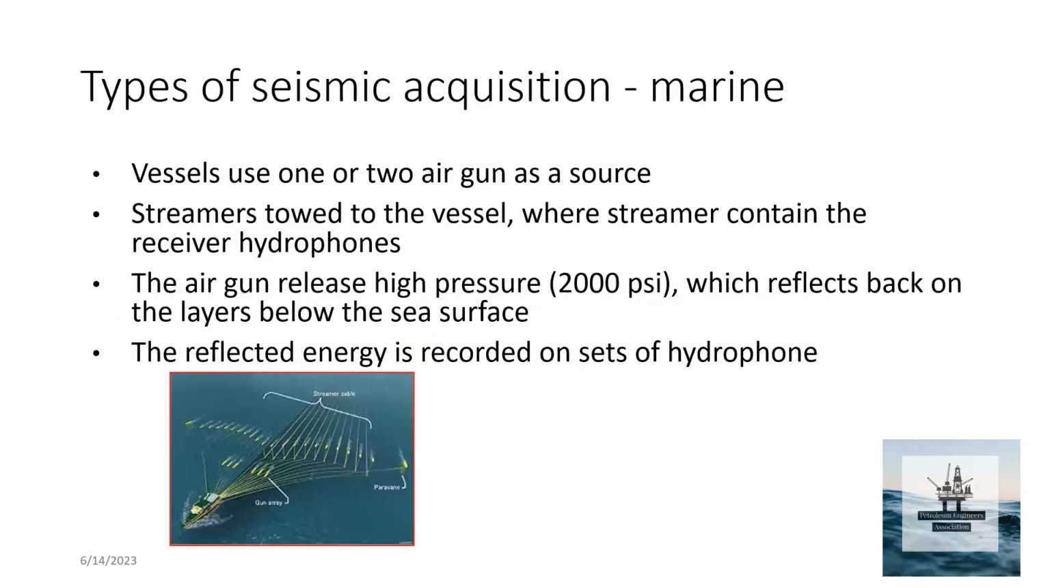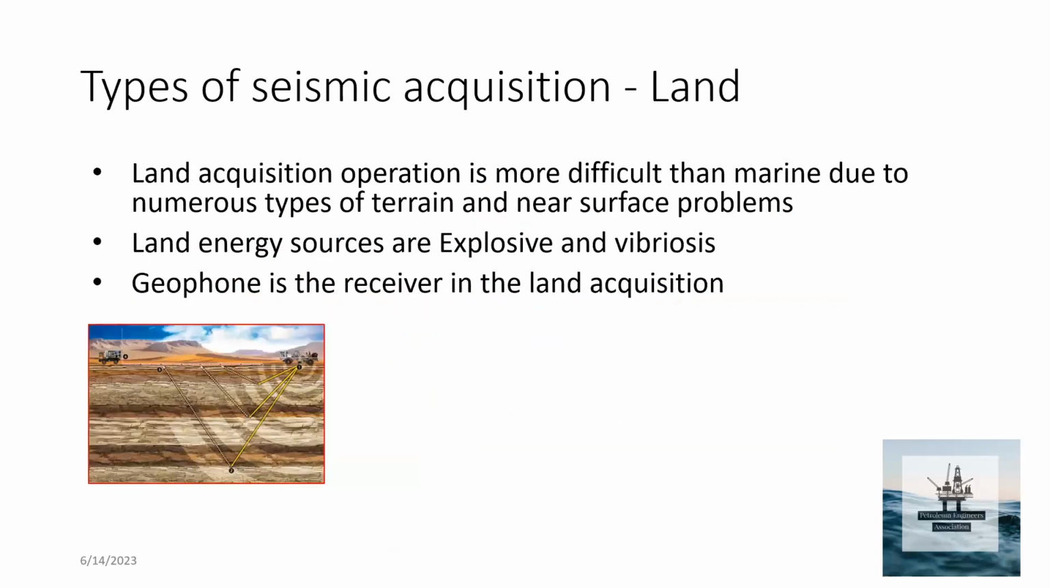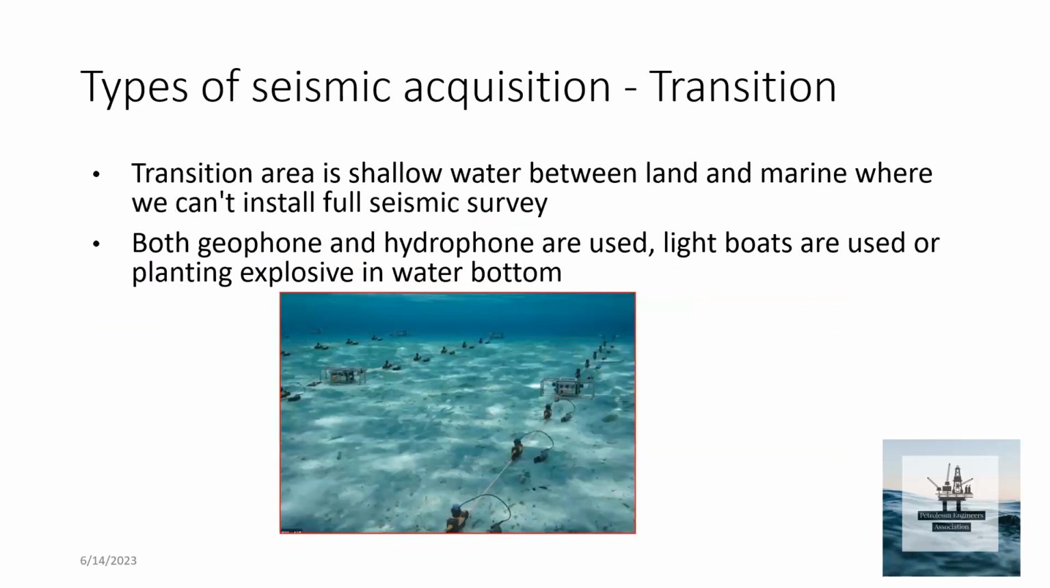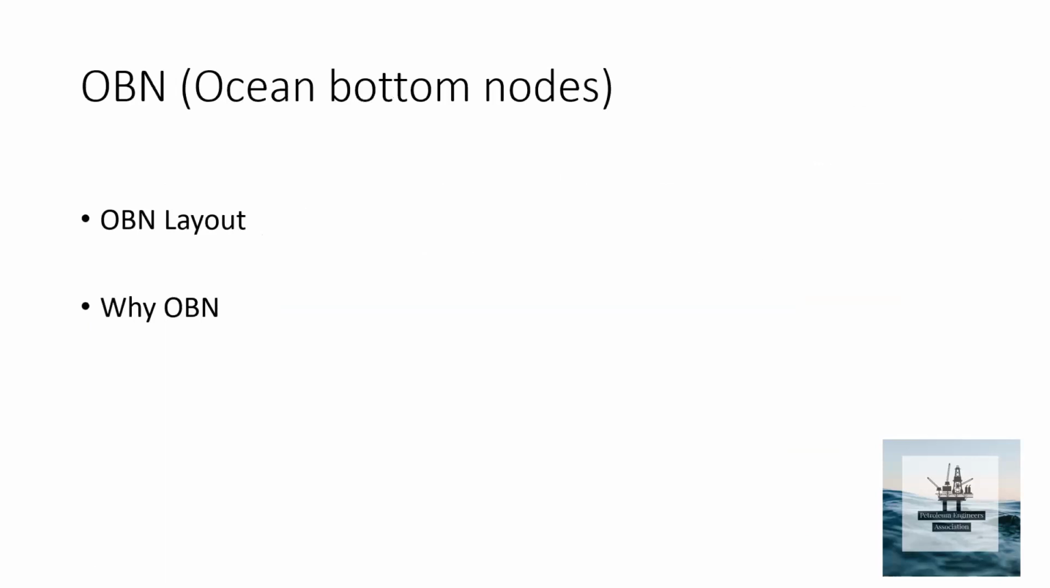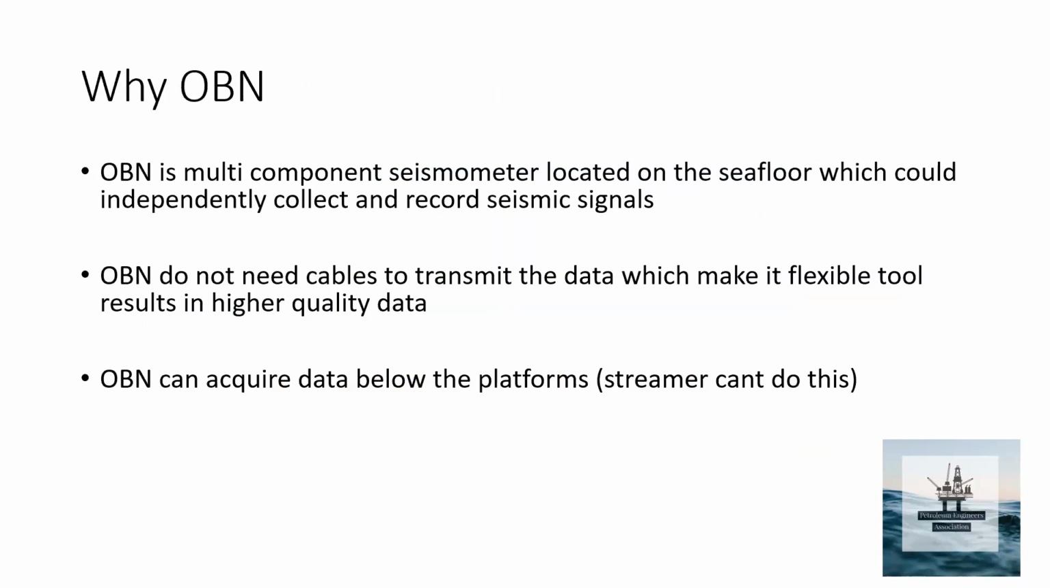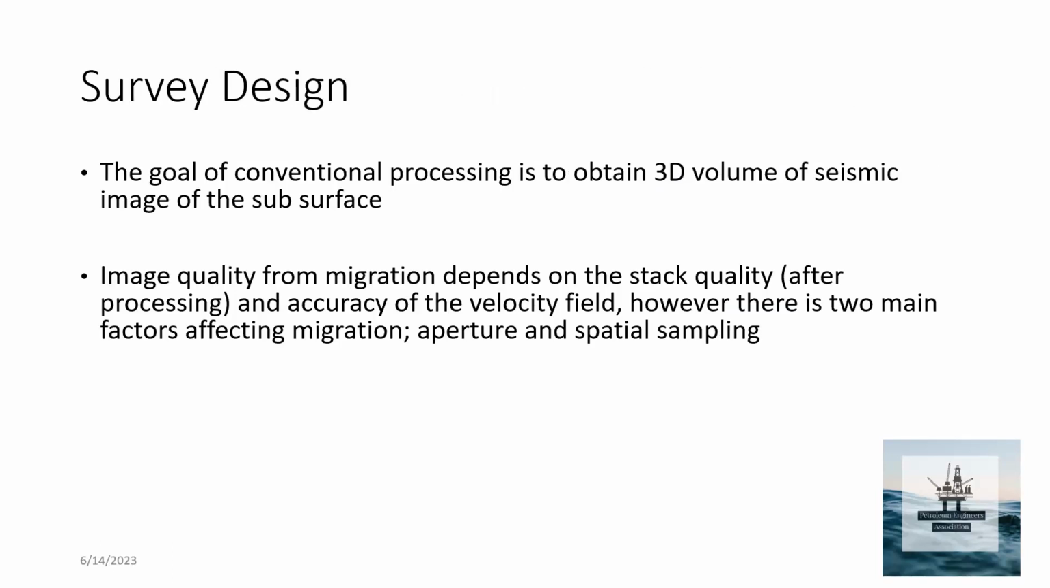Then we went quickly through different types of acquisition: marine, land, transition zone, OBCs, 4D, and we ended up with OBN, the most recent acquisition technique, ocean bottom nodes. And we talked about the advantages of OBN. And we ended up with a little bit more advanced point, which is survey design.